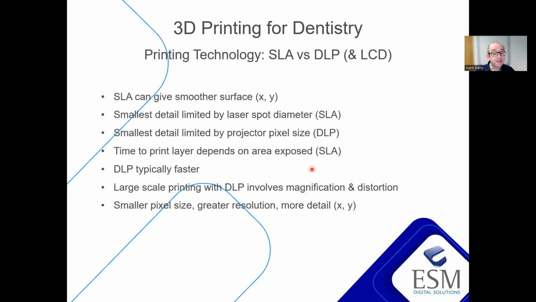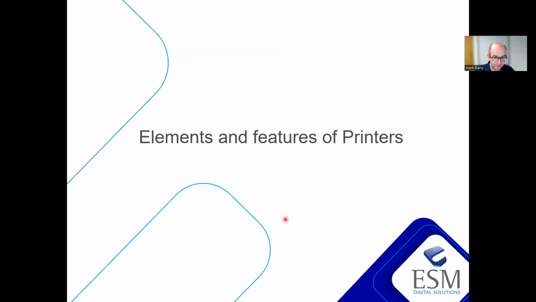And smaller pixel size means greater resolution, means more detail, again in the X and Y direction. The layer thickness, i.e. how thick each layer is, is the Z resolution. And that's not a parameter of the technology, SLA, DLP, or LCD. That's just a parameter of printing, resin-based printing, any printing, in fact.